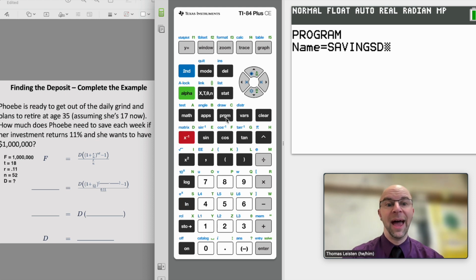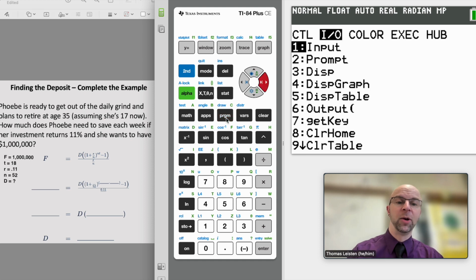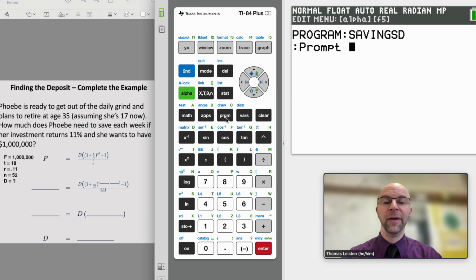This way, every time that we're going to be using that large formula and solving for the D, the deposit amount, we can just go into the program and solve it automatically. Just like before, we're going to need to tell the calculator what are the values that we're going to be using. So I'm going to go back to the program menu. Now I'm going to go over to IO. IO stands for input output, and we're going to have the calculator prompt us for the variables that we know. So it's going to be F, comma, which is immediately above the 7.